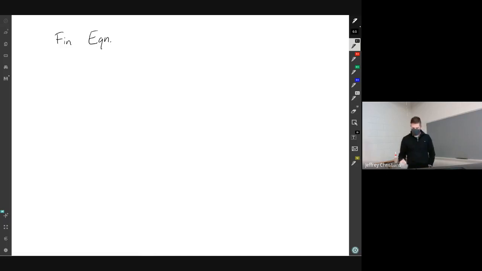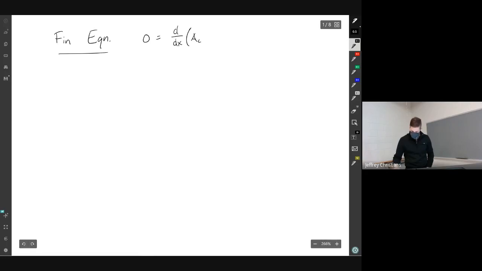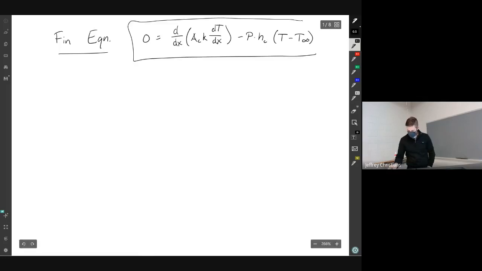Right, so our fin equation is 0 plus d/dx (A_c dT/dx) minus h P (T minus T_infinity). Okay, so hopefully you got to something either that or like that last time. And I think from walking around, we all did.